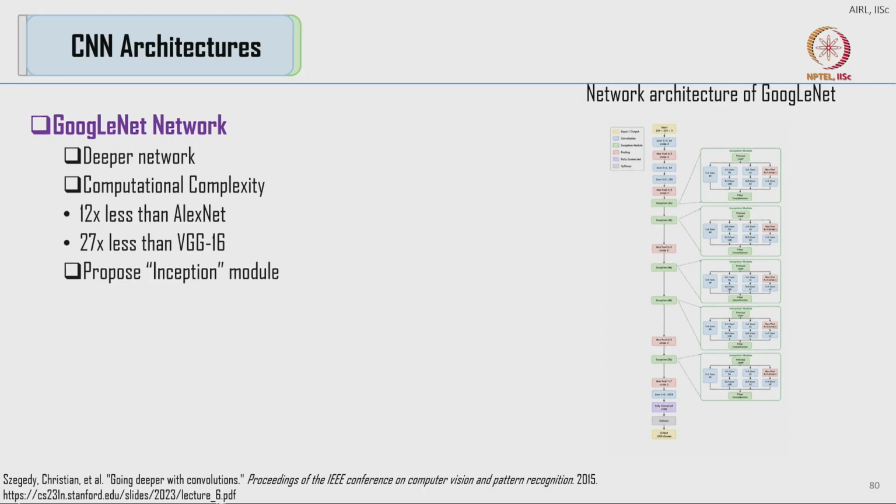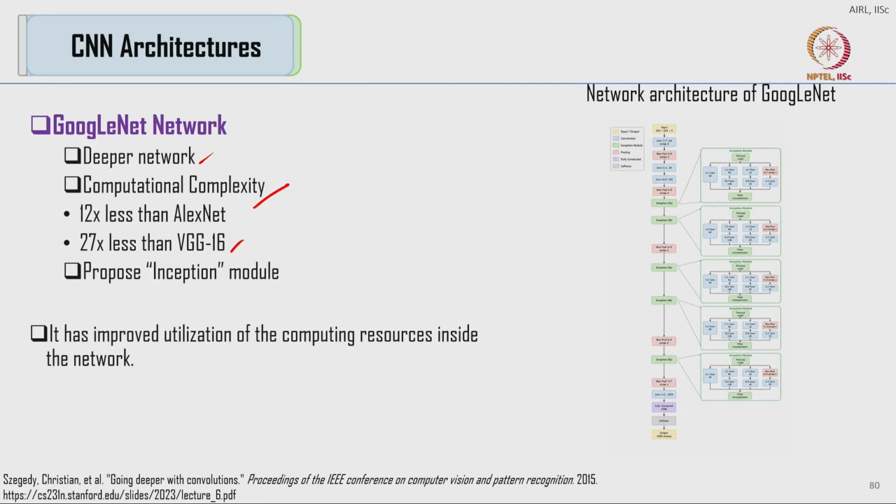Now let us take a look at the GoogLeNet. GoogLeNet essentially is a deeper network, and the main benefit of using GoogLeNet is the computational complexity. Essentially it is 27 times less than VGG16, right, and they proposed a newer inception model which we will look into later. It has improved the utilization of computational resources inside the network, and this architectural tuning has actually helped to reduce the computational complexity.